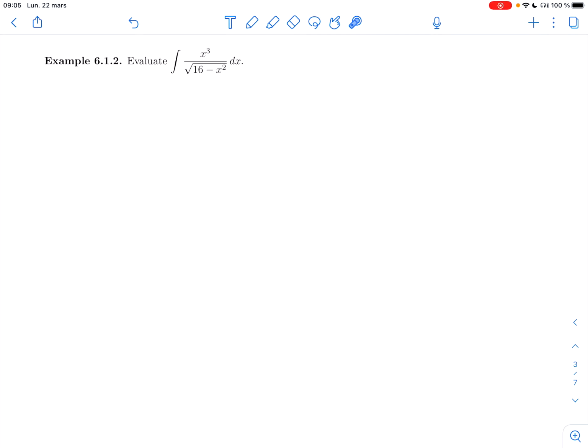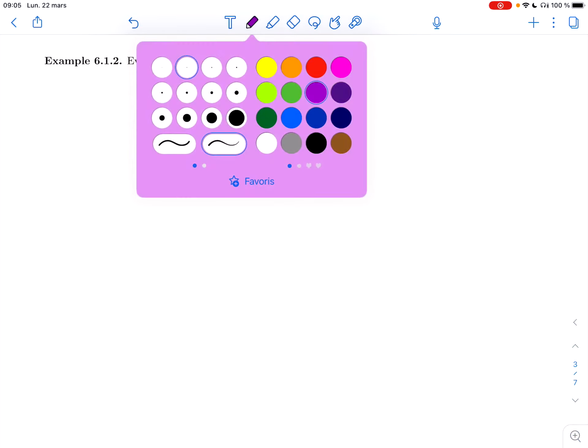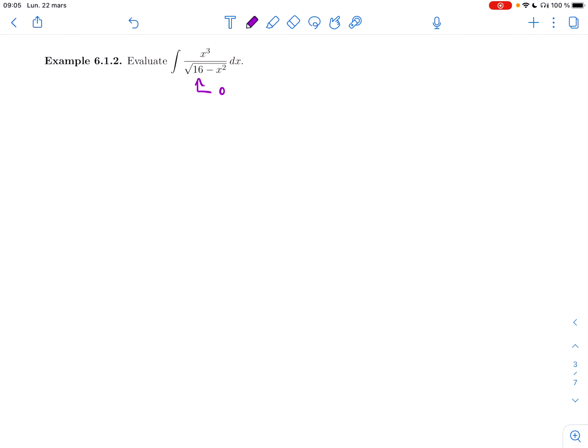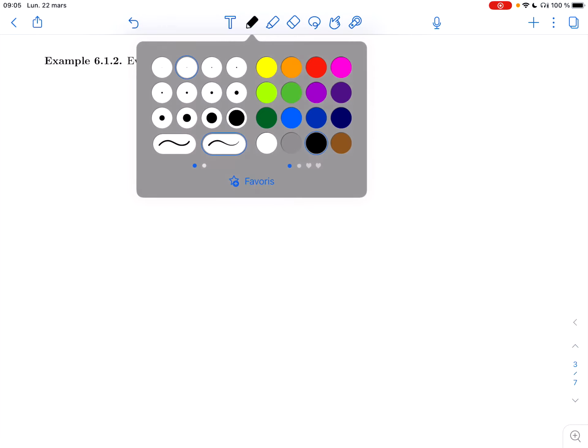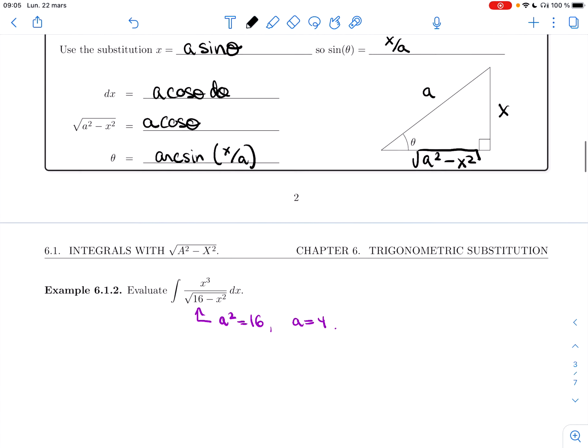All right, let's try another one of these. Example 6.1.2, evaluate the integral of x cubed over square root of 16 minus x squared dx. This is going to be a squared. Always take a to be positive. So I get a equals 4. And so I'm going to apply this technique here.